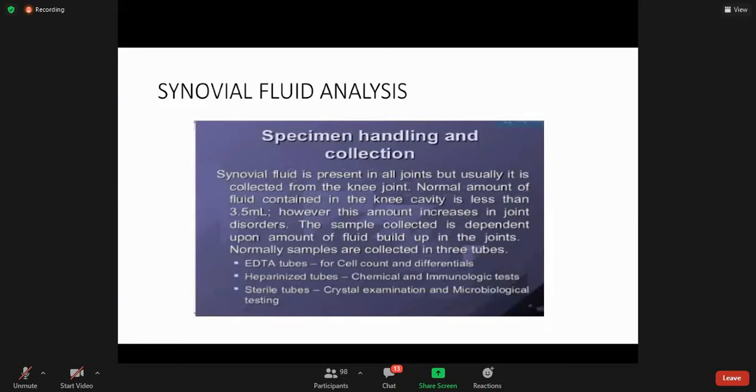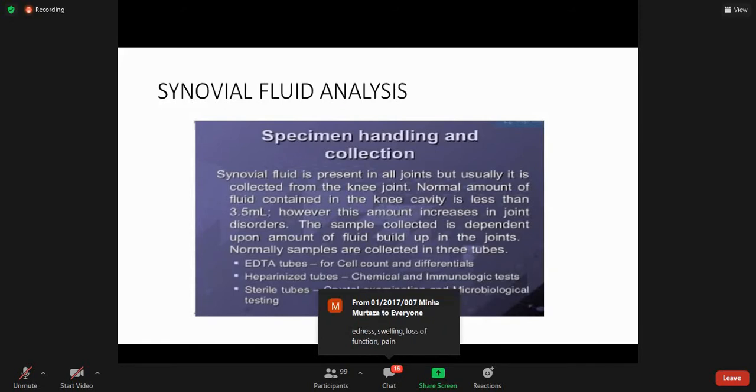The joint will appear to swell. Okay? There will be swelling around the joint, and if it is infected, you will find the signs of, what are the 5 signs of inflammation? Can you recall? What are the 5 signs of inflammation? Tell me the 5 signs of inflammation. There is redness, swelling, heat, loss of function and pain.